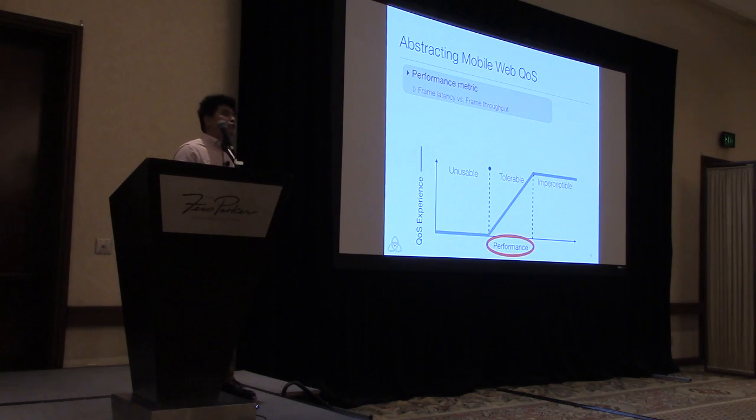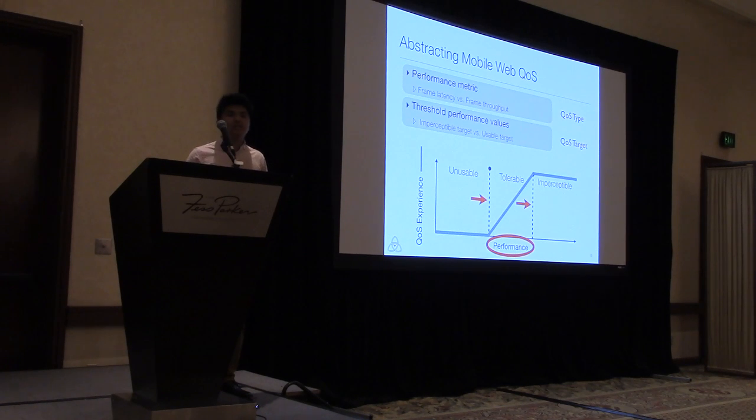For example, if a user interaction triggers an animation, which is a sequence of frames, a commonly used performance metric is FPS, frames per second, which is actually a throughput metric. We call this abstraction QoS type because intuitively it is the type of QoS the users use to evaluate their experience. And the second abstraction is the two threshold performance values that separate the three QoS regions. We call this abstraction QoS target because intuitively it is the performance target that the online system needs to deliver in order to ensure a certain level of QoS. Obviously we have two types of QoS targets. One is the imperceptible target on the right, and the other is the usable target on the left.